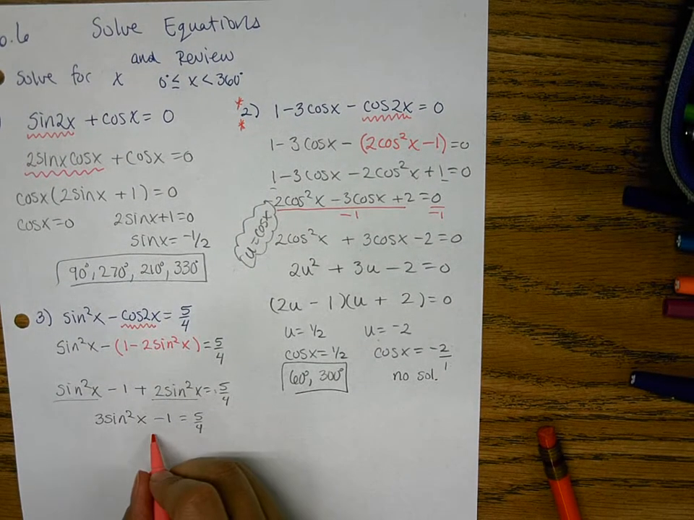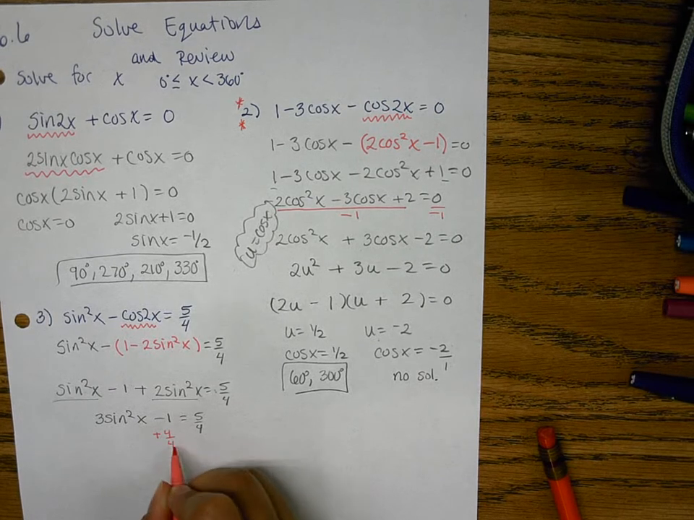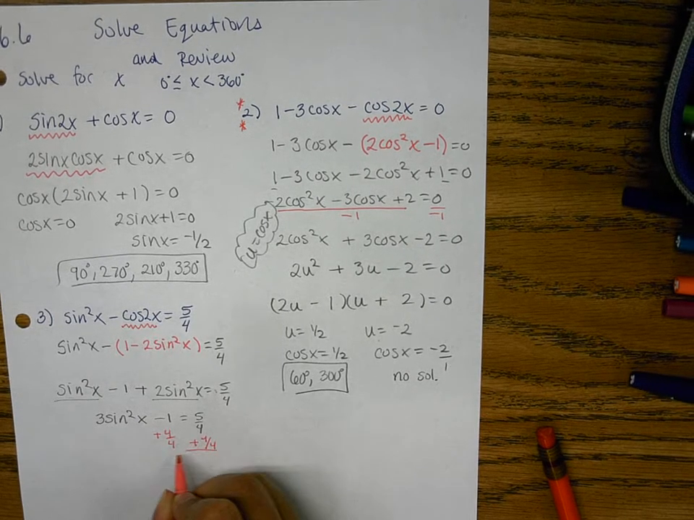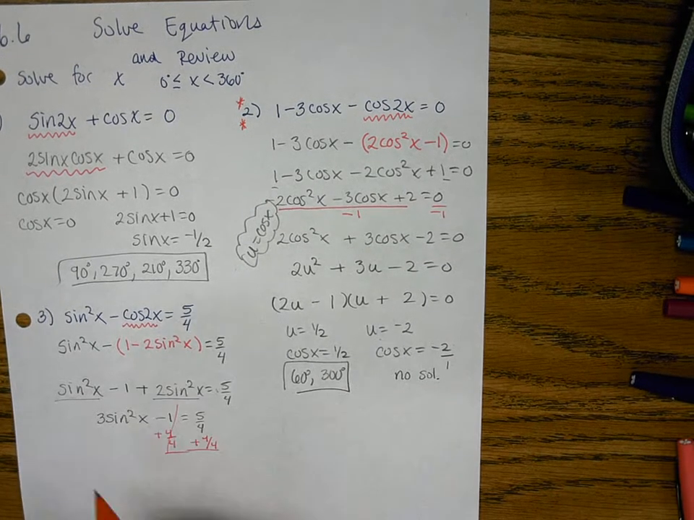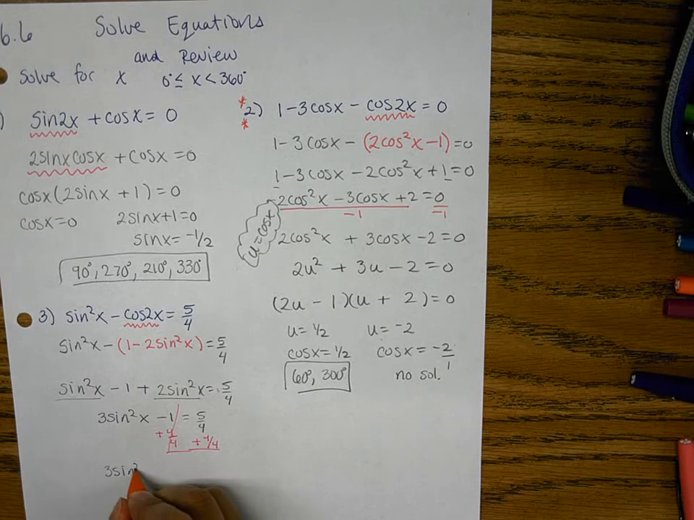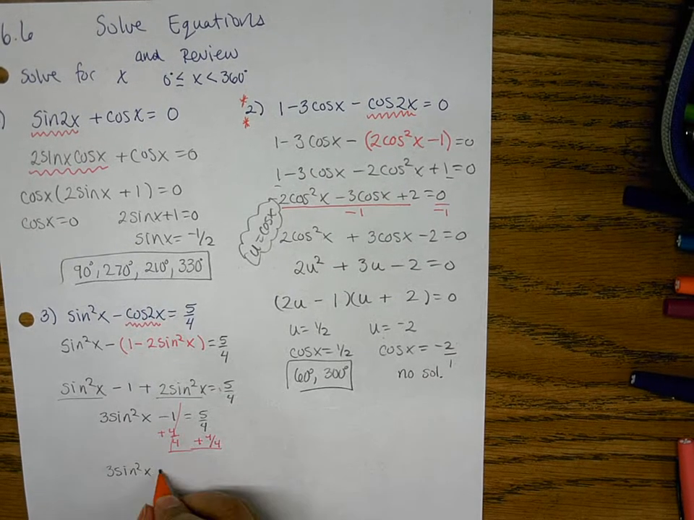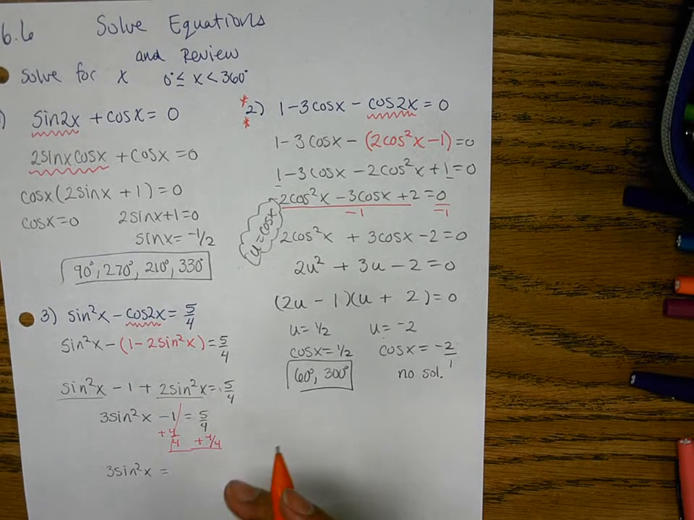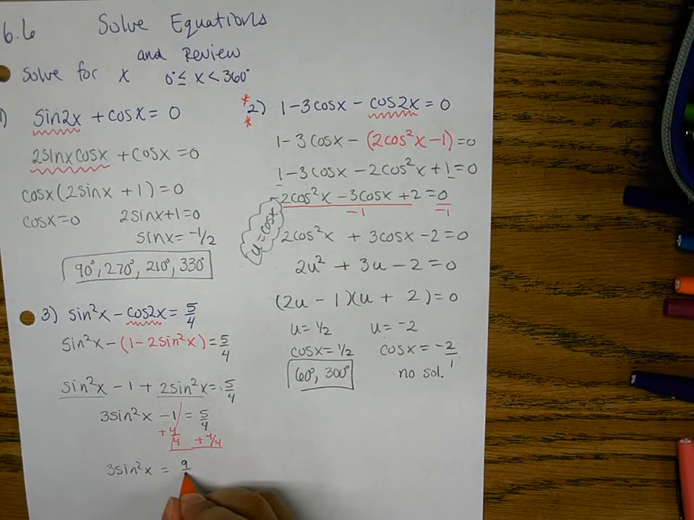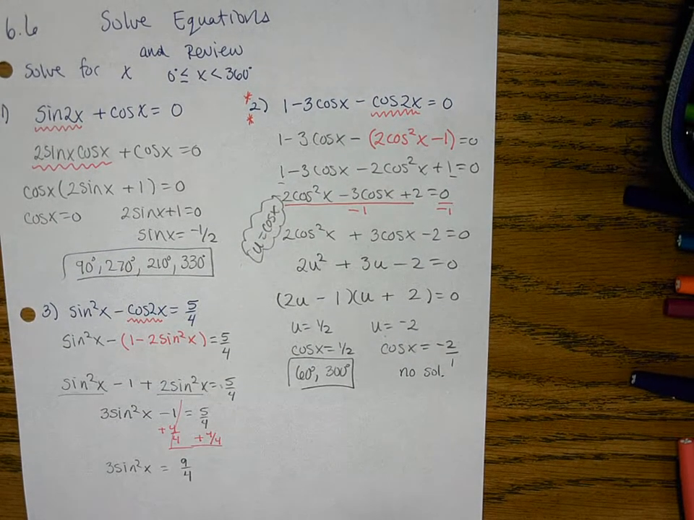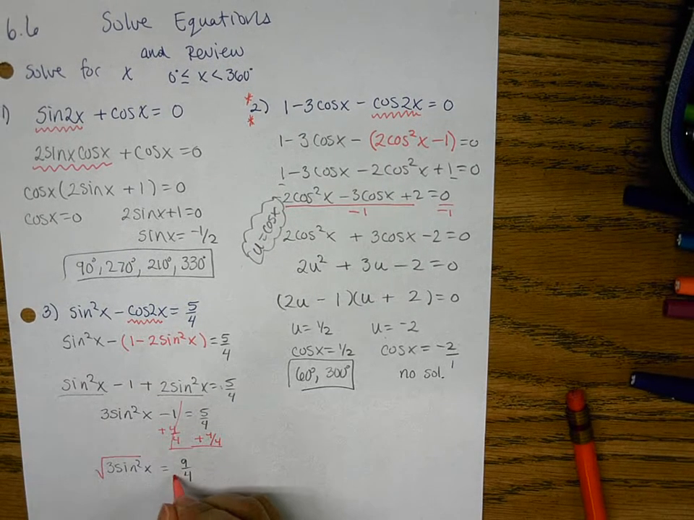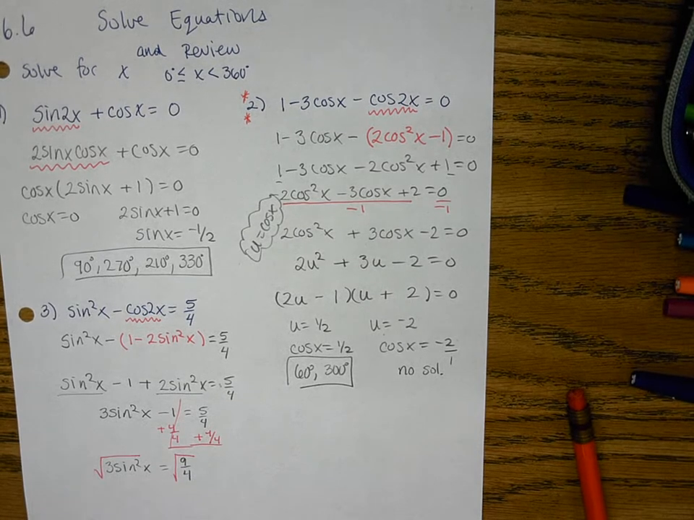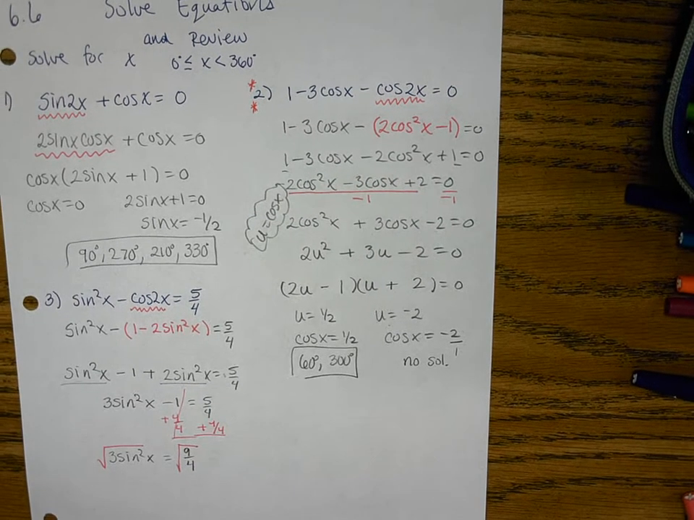Minus 1 equals 5/4. I'm going to add the 1 to the other side, and 1 is the same as 4/4. I'm only doing that so there can be a common denominator. 3 sine squared x equals 5/4 plus 4/4 is 9/4. And then we square root both sides. And some people did forget this on the test.